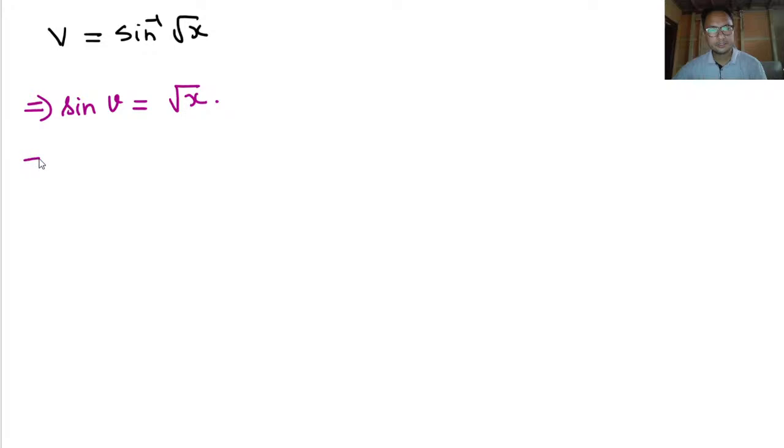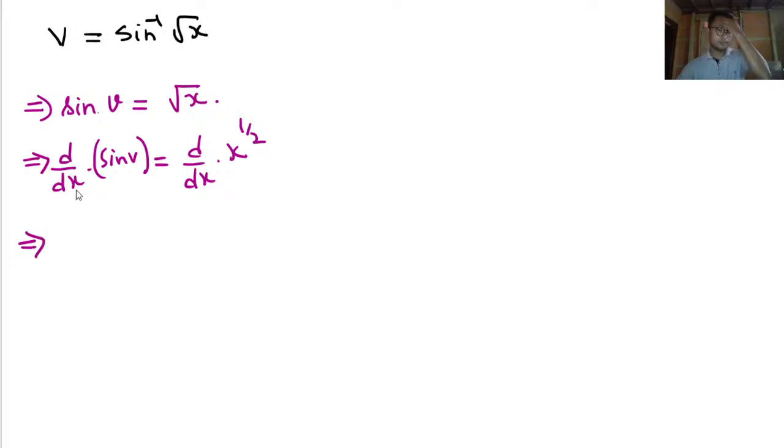Now sine v is root x. Differentiate both sides, d by dx of sine v equals d by dx of root x, which is x to the power half. Here we have variable x and here we have variable v, so we apply the chain rule. Differentiate the outer function sine, it gives cos v, into dv by dx.